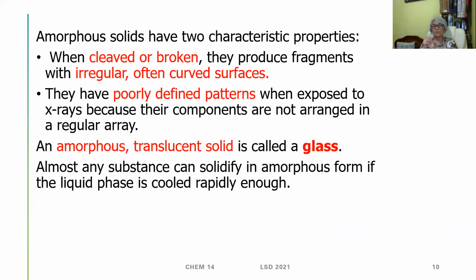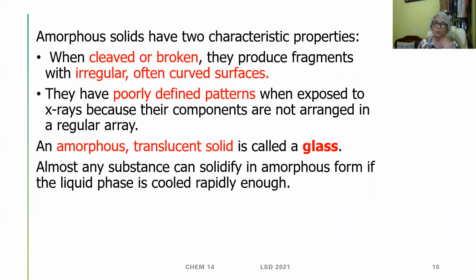Crystals have a sharp and well-defined melting point. Amorphous solids have poorly defined patterns, and therefore these cannot be used to identify amorphous solids. Now, a glass is an amorphous translucent solid. Okay. Now, I have here a remark. Almost any substance can solidify in amorphous form if the liquid phase is cooled rapidly enough.